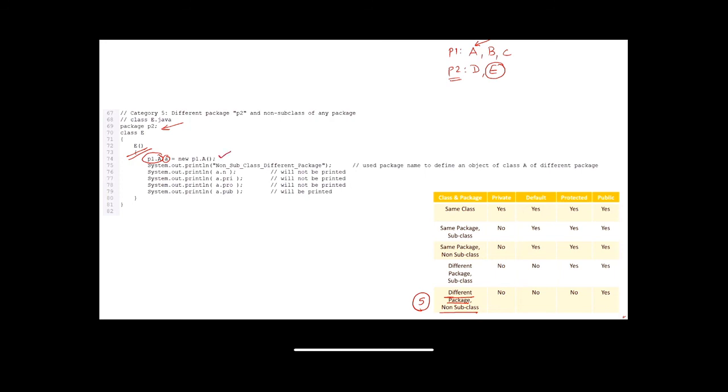So I've created an object A of my P1.A class, and using that object, I'm trying to print all my variables. So over here, you can see that only the public variable can be printed. When I'm trying to print the default, private or protected variable, none will be printed, whereas the public variable will easily be printed. So this is how access modifiers behave in your packages.